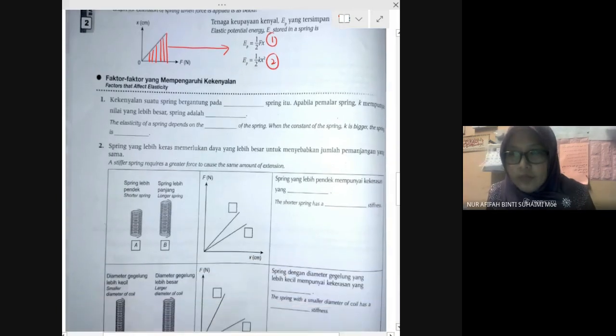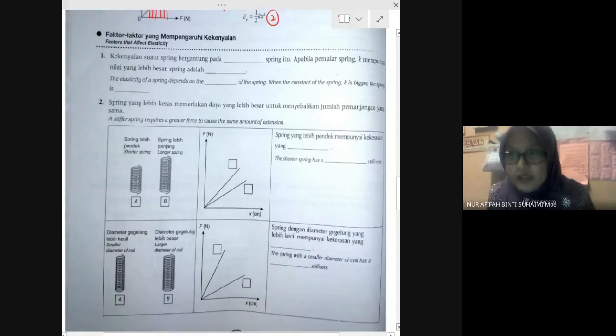Okay, factors that affect elasticity, we also have learned four factors. Number 1, dia punya length, either shorter or longer. So which one has a higher stiffness of spring? Shorter one or longer one? A. Huh? Shorter one. Yes, shorter one. Okay, shorter one. It's harder to extend or compress. So A is stiffer than B.